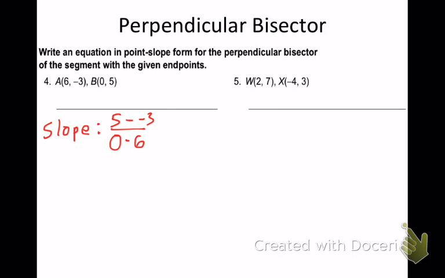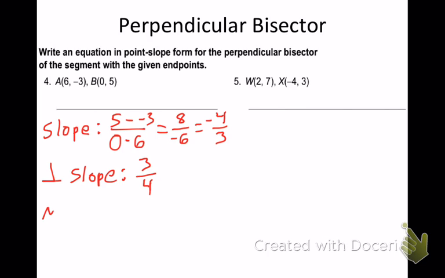What's 5 minus negative 3? 0 minus 6 is 8 over negative 6, which really simplifies to negative 4 over 3. Okay, now I want to identify the perpendicular slope. So if my slope is negative 4 over 3, what's the perpendicular slope going to be? 3 over 4, nice job.